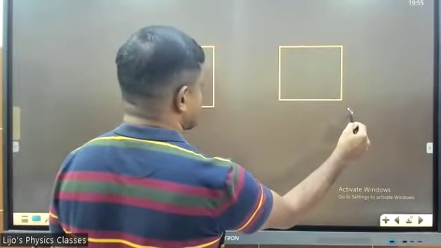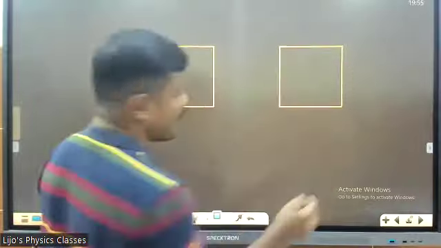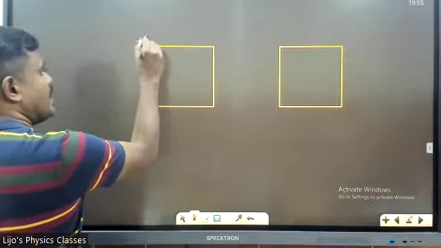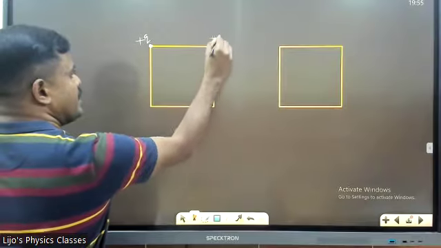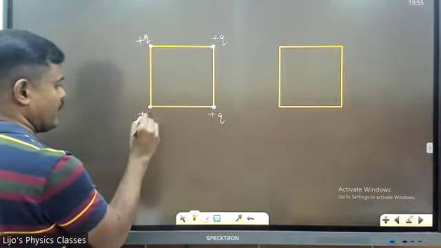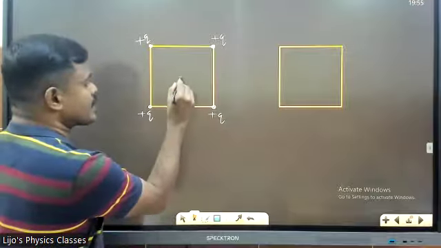Now this is my first square. See the configuration. I'm going to put a plus Q here, a plus Q here, another plus Q here, and a fourth plus Q here. Now look at this. See carefully. I'm going to find the electric field at the center.